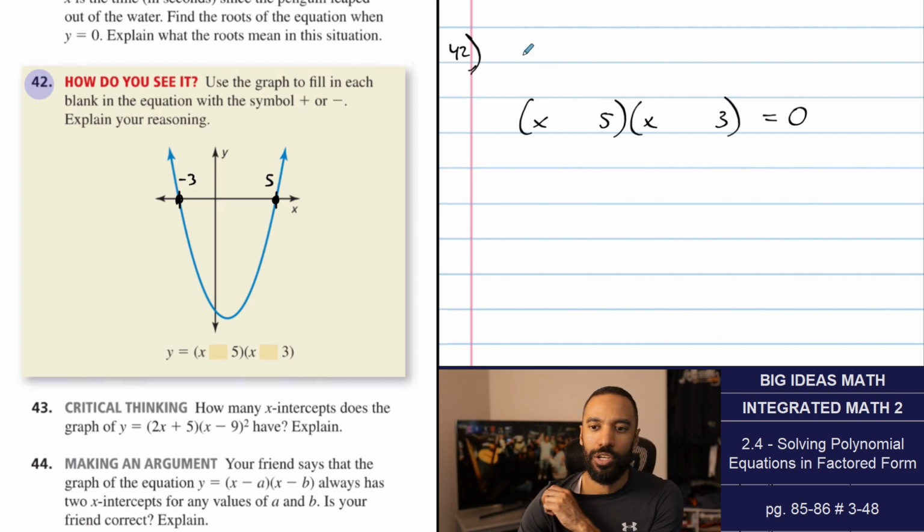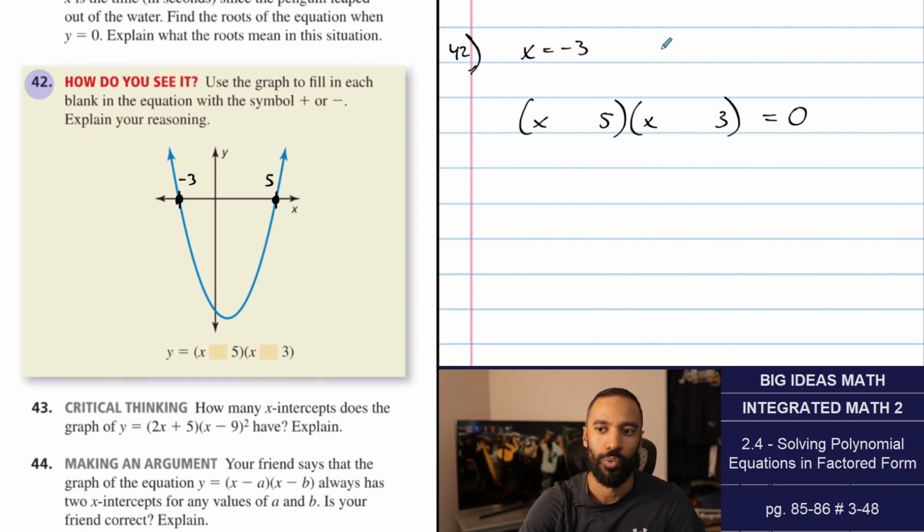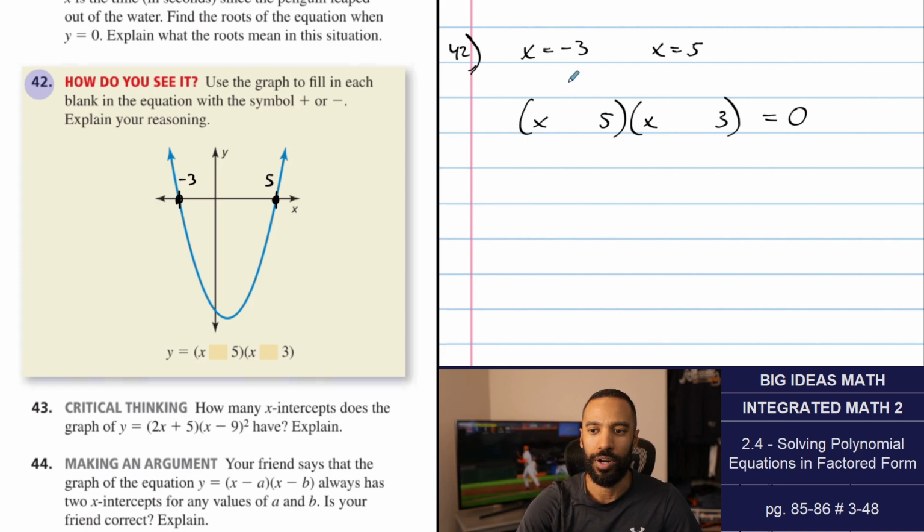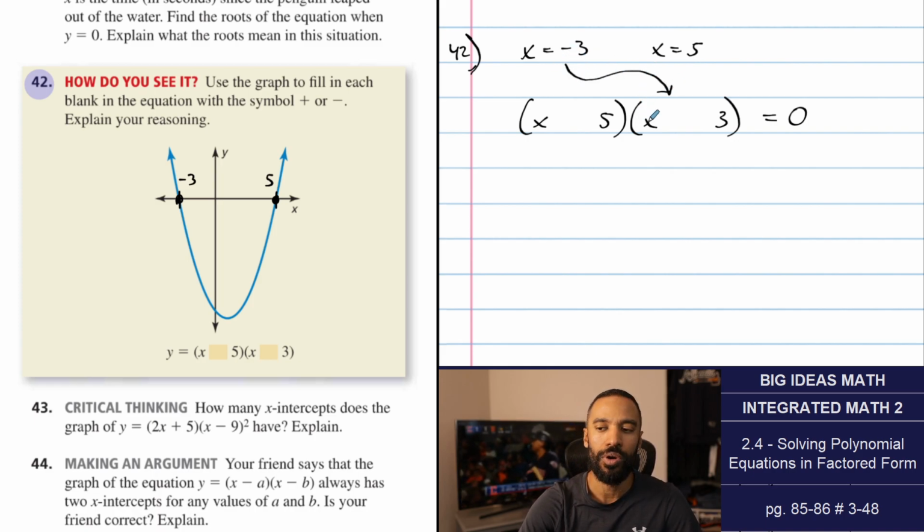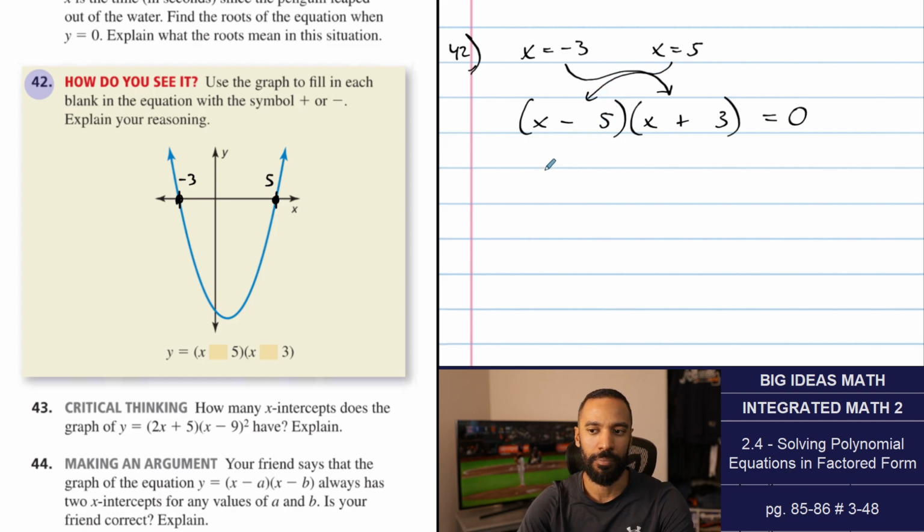So if x equals negative 3 is one of our roots, and x equals 5 is one of the roots, then when set equal to 0, what value of x do I plug in to get 0? Negative 3. That means this would have to be a plus 3. It's one of those change-the-sign things, and this would have to be x minus 5 as a result of what we have there to make that happen.